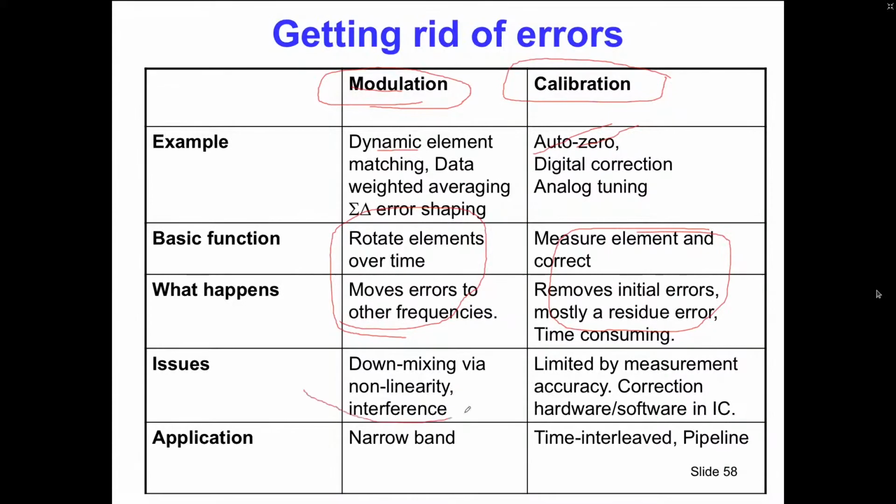When you use modulation, then you run into downmixing problems. It's another sampling mechanism. While you do calibration, you need correction over there. Sometimes you run into kT/C problems, limited by the accuracy that you can provide, and so on. So basically, this is not a real menu where you can say, okay, I've got this problem, I know what to do. So consider very carefully which technique is applicable if you want to get rid of errors.